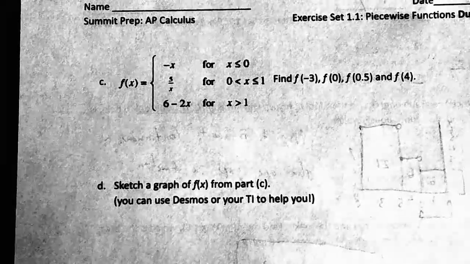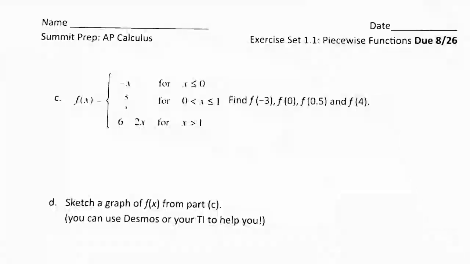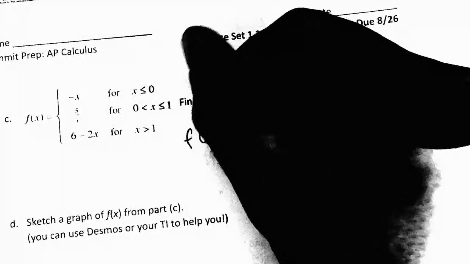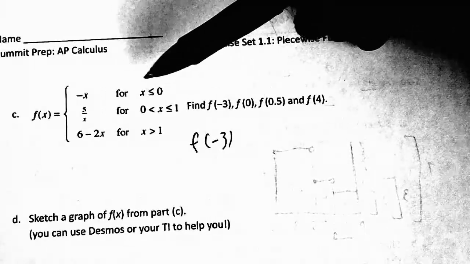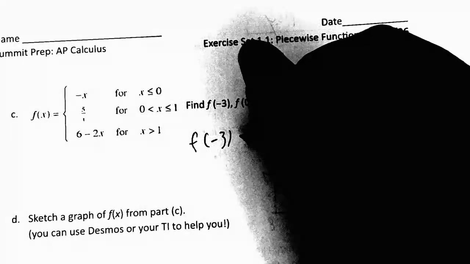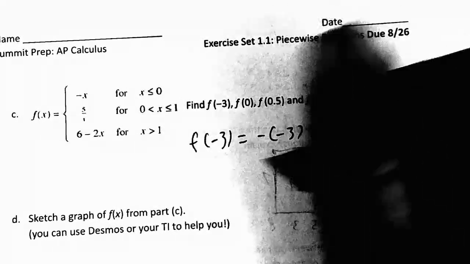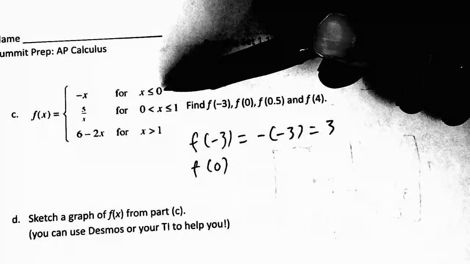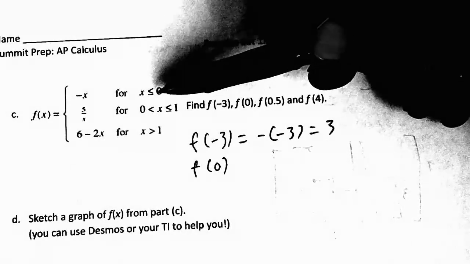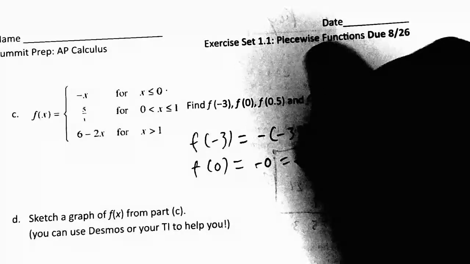Again, similar situation. This time we have 3 different functions, or 3 different parts to our function, over 3 different intervals. First, f of negative 3. First step, where is negative 3? Well, negative 3 is less than or equal to 0, so we're going to be using negative x, so it's going to be negative negative 3, which is 3. F of 0. Again, 0 is equal to 0, so I'm going to be using this interval. Negative 0 is just 0.